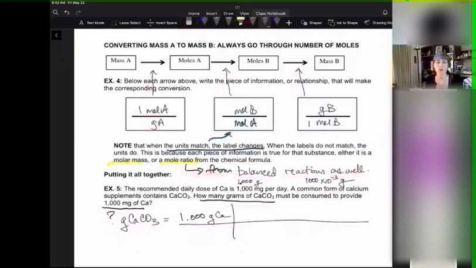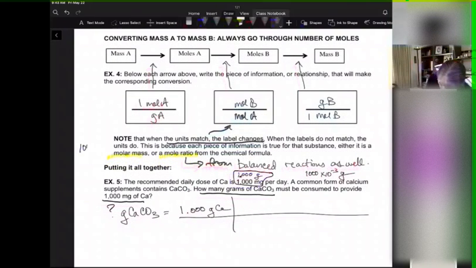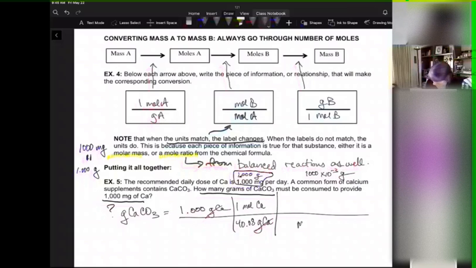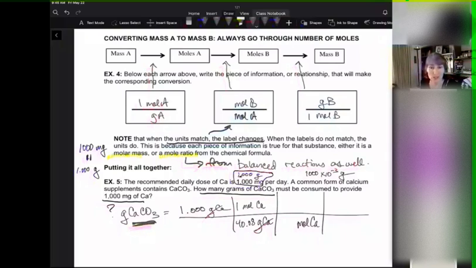Mass to moles, moles to moles, moles to mass. 1,000 milligrams, and that equals 1.00 grams. So mass to moles of calcium. Next, we're going to go from moles to moles. So we start with calcium. What are we looking for? Look on your answer side because you wrote it down. That's your guide. That's what you can look at to see what am I doing here.